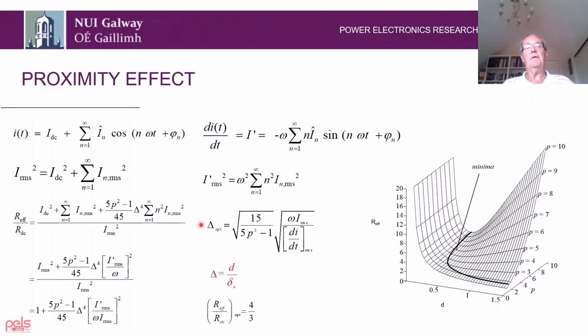So the beauty of this is we don't have to come along and find each Fourier series. All we have to do is calculate the RMS value of the current and the RMS value of its derivative, which we can do graphically. It's not difficult. Maybe it's easier to see it in an example.